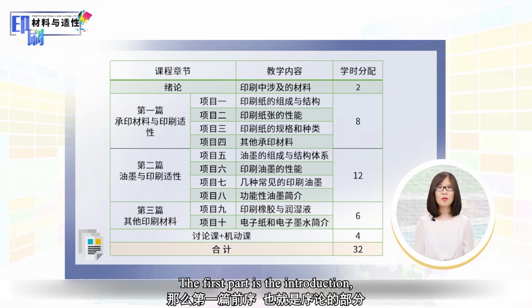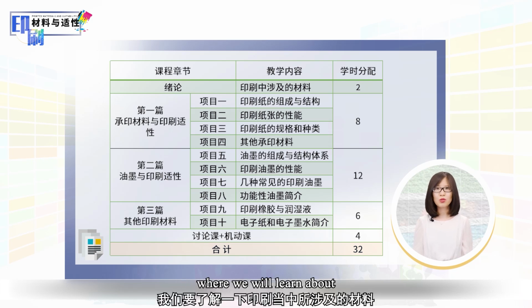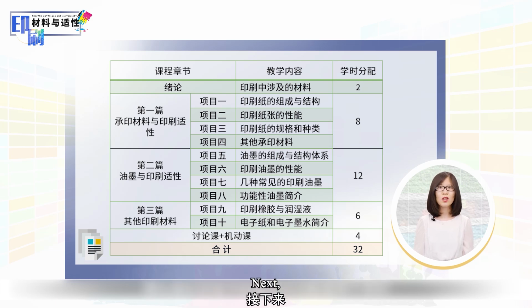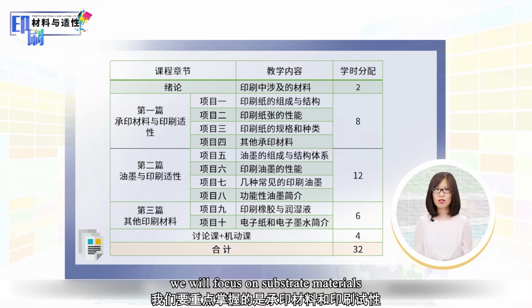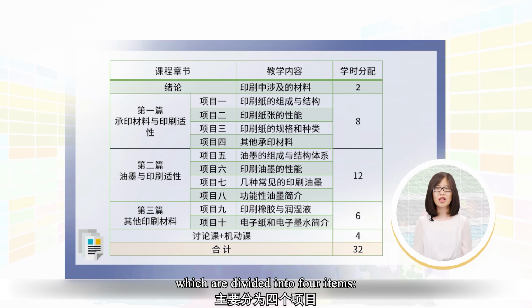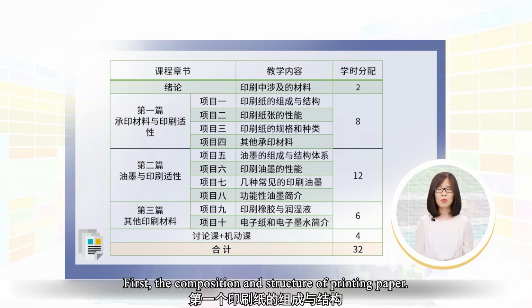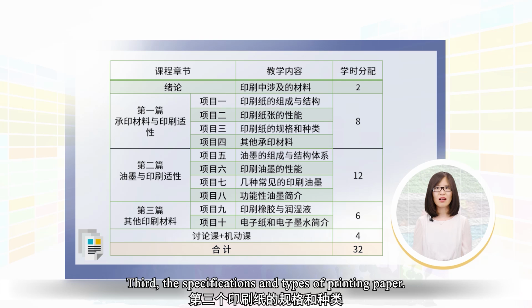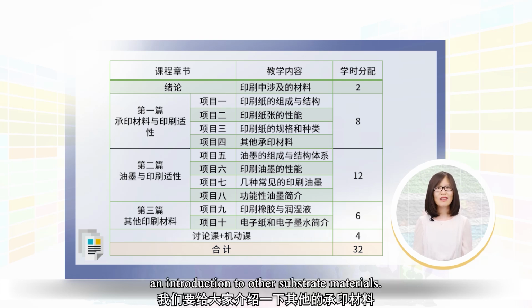The first part is the introduction, where we will learn about the materials involved in printing. This part is allocated 2 class hours. Next, we will focus on substrate materials and their printing suitability, which are divided into 4 items. First, the composition and structure of printing paper. Second, the properties of printing paper. Third, the specifications and types of printing paper. Finally, an introduction to other substrate materials.